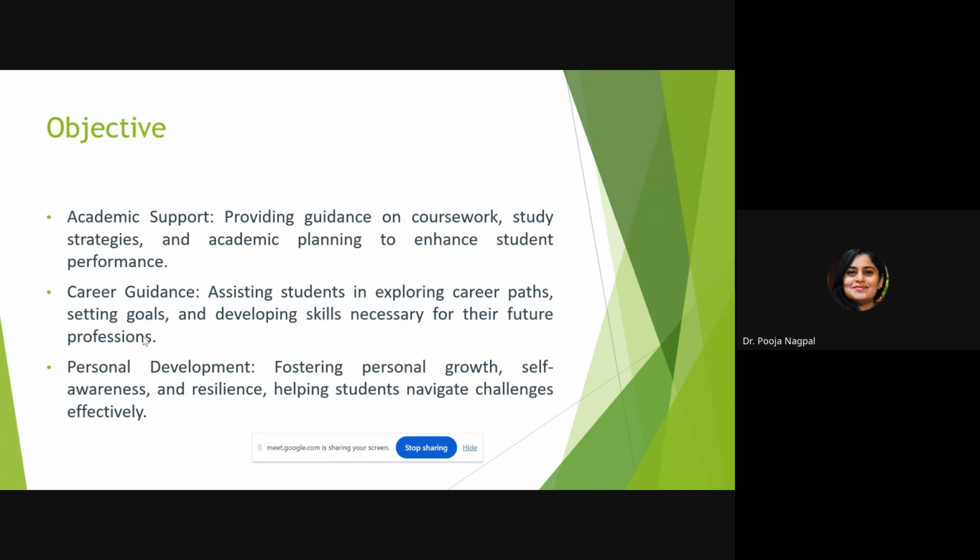Personal development comes under both the counselor and the mentor. What it provides is fostering personal growth, self awareness, and resilience, helping students navigate challenges effectively. Nowadays you may be aware that there are many mental health issues and challenges for students. They can't handle the peer pressure. So for this purpose, personal development is also necessary.